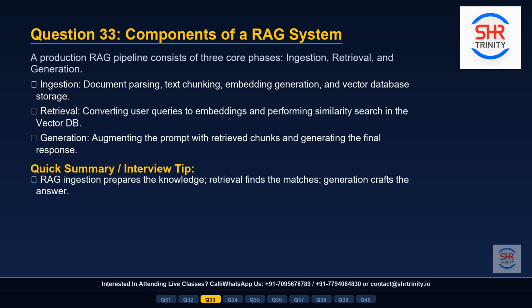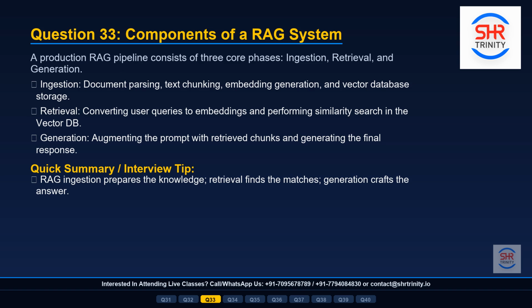Second, the retrieval pipeline, where a user's question is converted into a vector using the same embedding model, and a mathematical similarity search is performed against the database to fetch the top k most relevant text chunks. Third, the generation pipeline, where the system merges these retrieved text chunks and the user's question into a prompt template, which is sent to the LLM to generate a factual, contextual response.